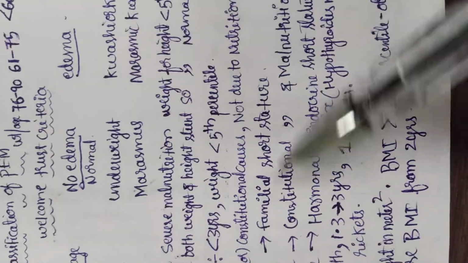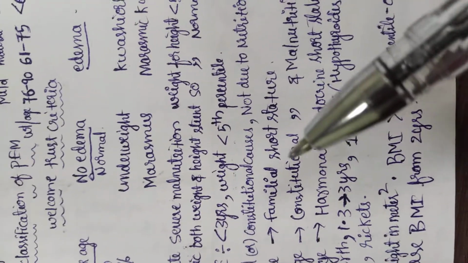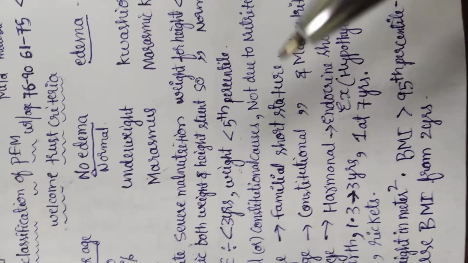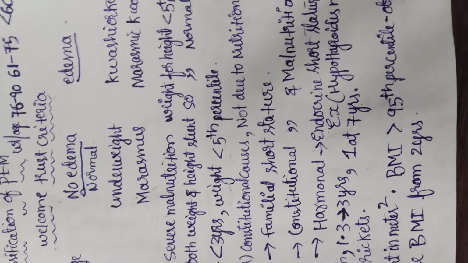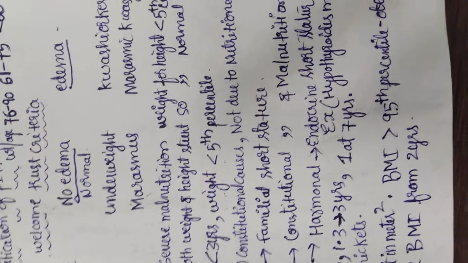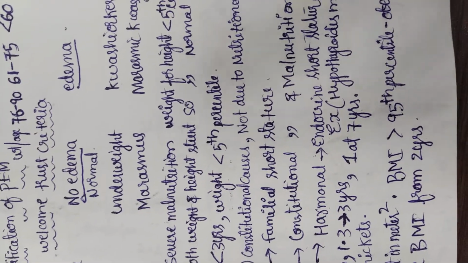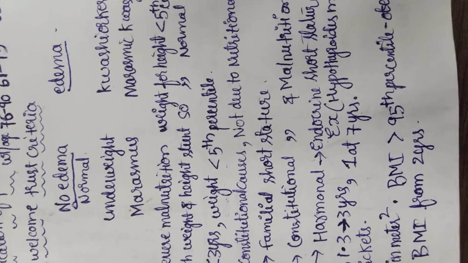In all the types of short stature, the height age will be less than the chronological age. That is, height age means, if the chronological age of the boy is 5 years, but his height will be as if like a child of 3 years.